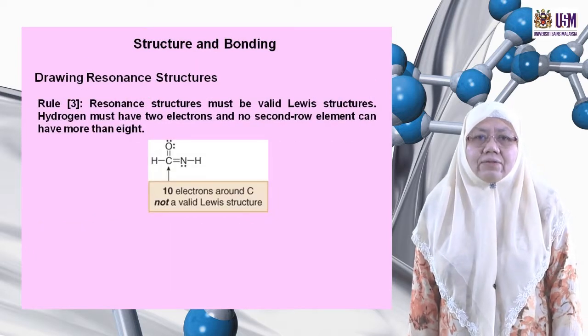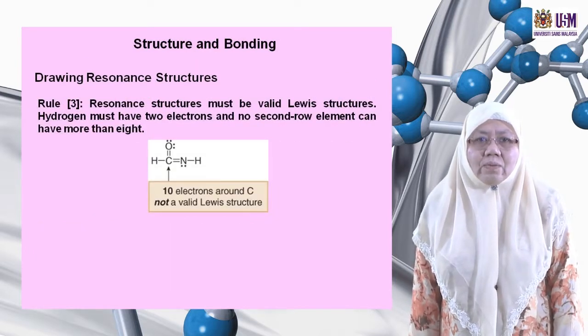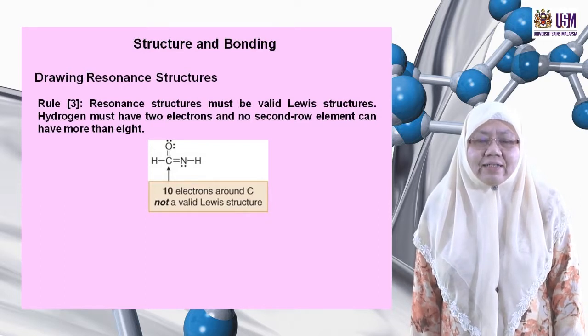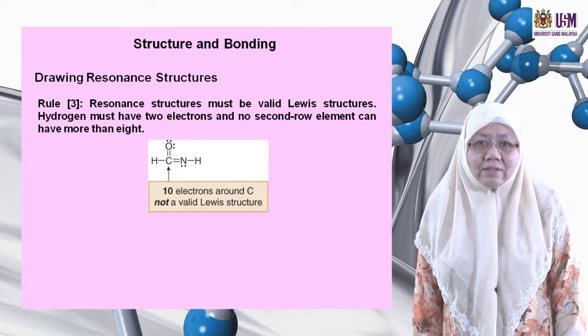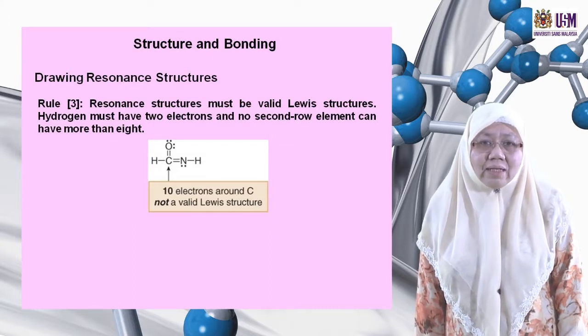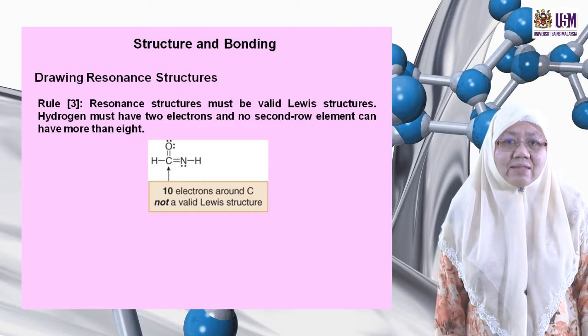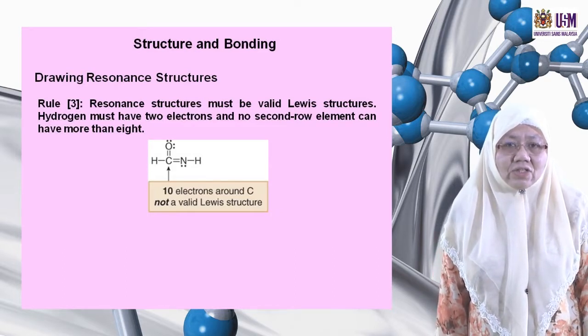The third rule in drawing resonance structures is that the resonance structures must be valid Lewis structures. Hydrogen must have two electrons, and no second row elements can have more than 8 electrons. We look at, for instance, the compound given: the carbon atom has 10 electrons around it. But as you know, carbon can only have 8 electrons, so this is not a valid Lewis structure.